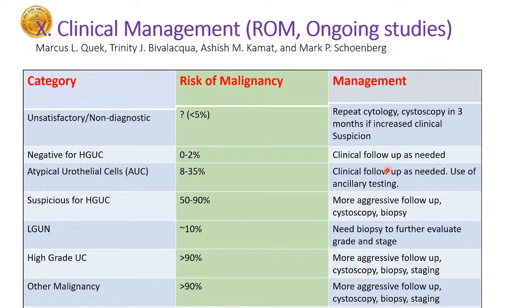And then there is a management protocol with all these patients. There is no problem when we come to suspicious for high-grade and high-grade urothelial cancer. These patients will be aggressively followed up. They are subjected to a cystoscopy. They do a TURBT or a biopsy depending on the stage at which the patient presents. Remember, all these categories have a certain risk of malignancy associated, leading to further management for the patient.